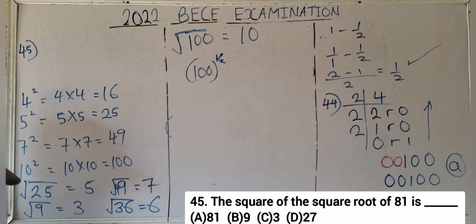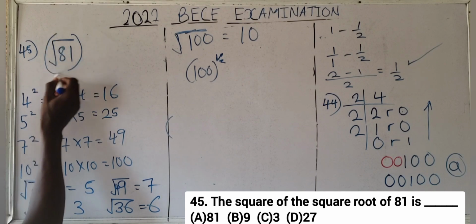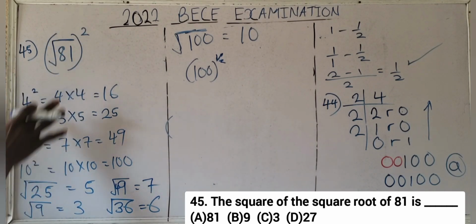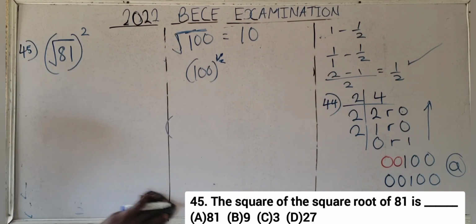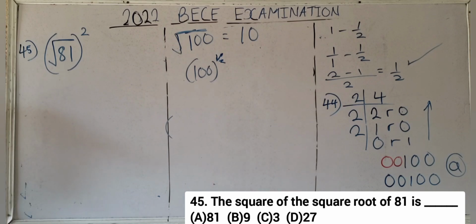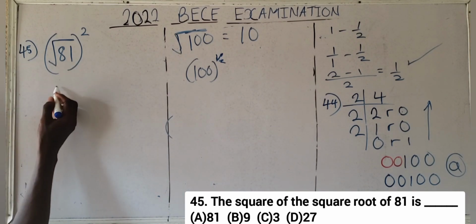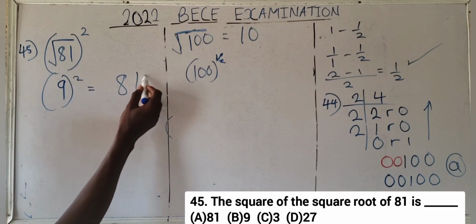Now, let's go back to the question. The question says the square of the square root of 81. Now, let us first deal with the square root of 81. Square root of 81 is what? Square root of 81 is this. So, we are asked to find the square. See, the interpretation of that question is this. The square of the square root of 81. That means that first take the square root of 81, then square your answer. That's what they are actually asking you to do. So let's take the square root of 81. That is what? 9. So 9 squared is what? 9 squared is also 81. So the final answer is 81.